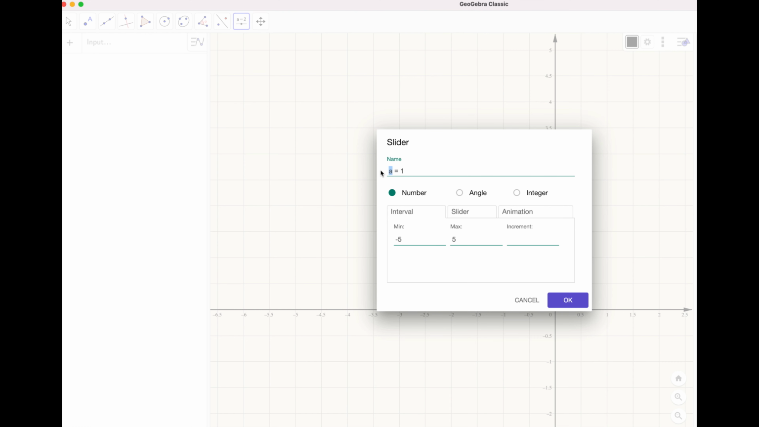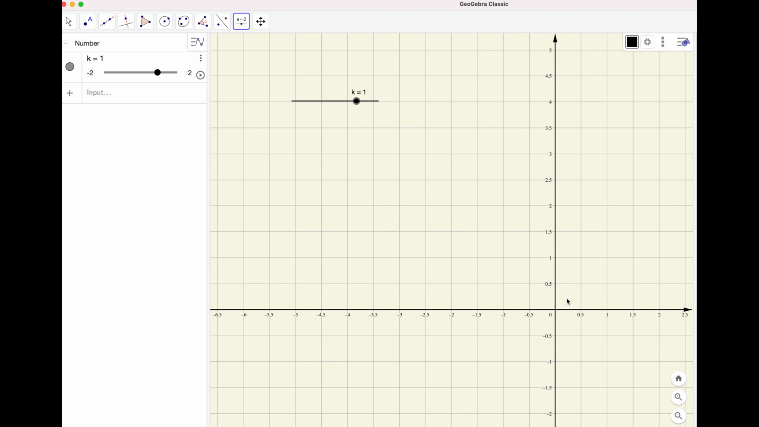I will call it, let me call it K for K value. And then you see, let us make it from negative, I don't know, negative 2 is enough, up to 2. This is the range of your slider. And then you can increase it. For example, I can say that I want to increase it 0.1 each time. It's good. So let us just write it here. And then let me see if it works or not.